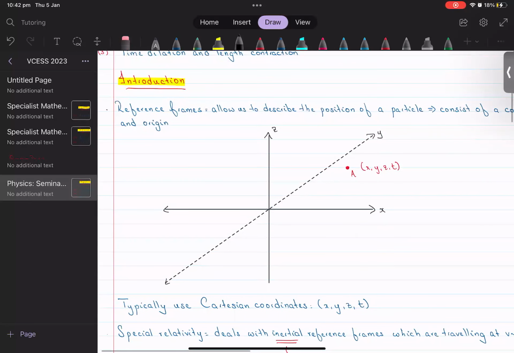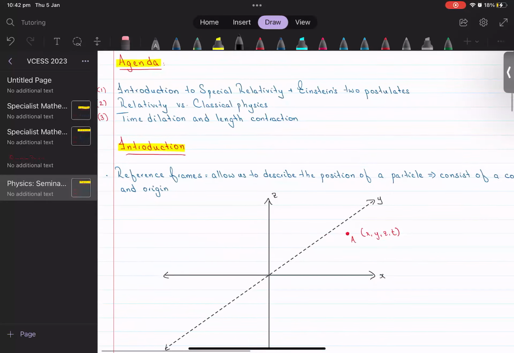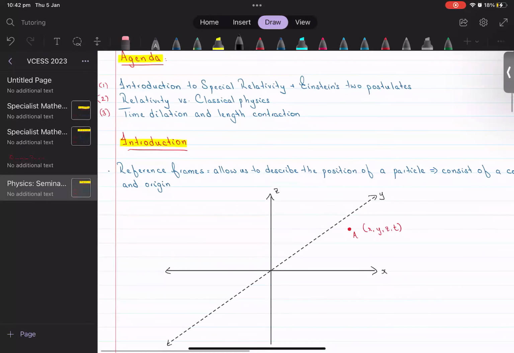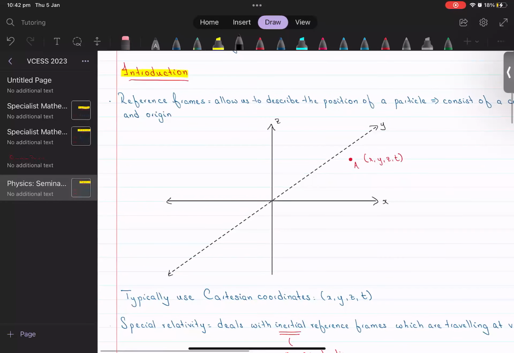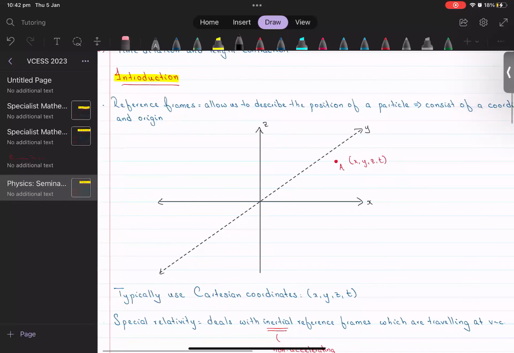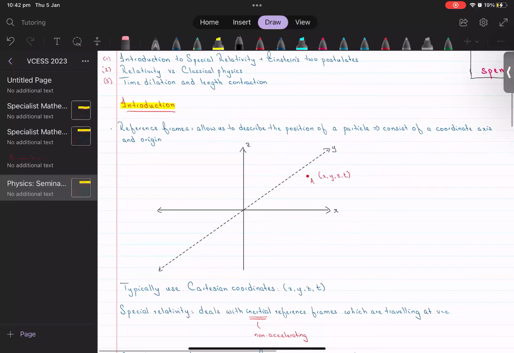The first thing I wanted to introduce before we jump into the above-mentioned content, the introduction to special relativity, is a key definition, and that is that of a reference frame. The title is exactly as the name suggests. It's a coordinate system relative to which we can describe the position and the time at which a particle is doing something. A reference frame consists of a coordinate axis and an origin.